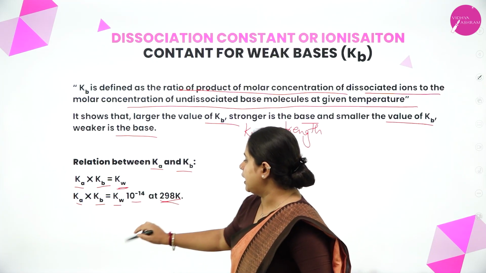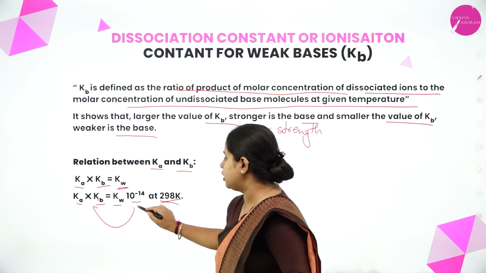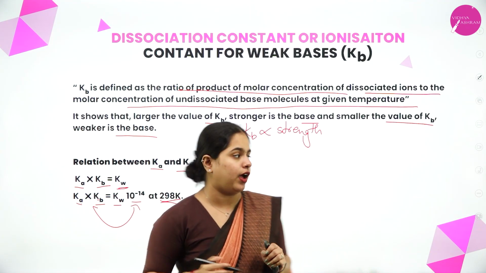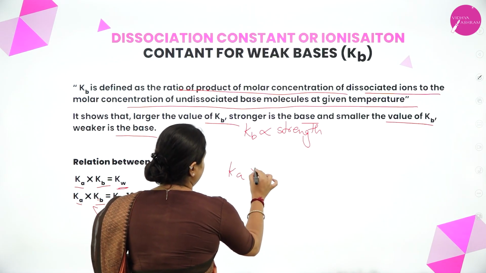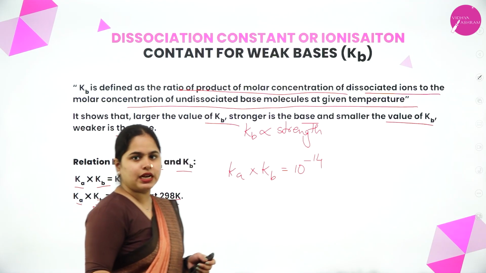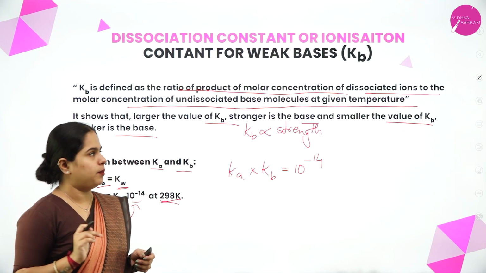So at 298 Kelvin, Ka into Kb will be what? 10 to the power minus 14. Okay. So at 298 Kelvin only that value, that is Ka into Kb will be what? 10 to the power minus 14. So I hope it is clear. So this is Ka and Kb.